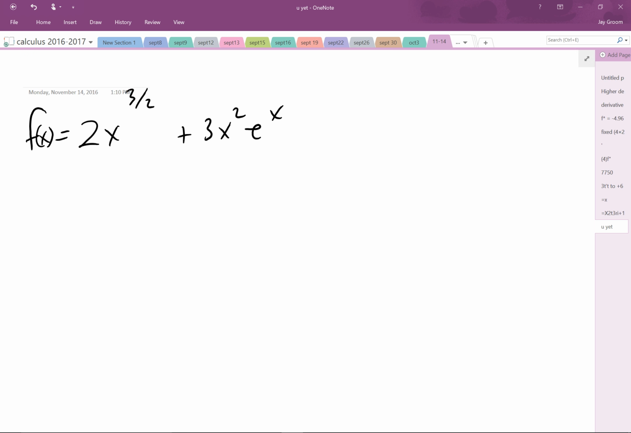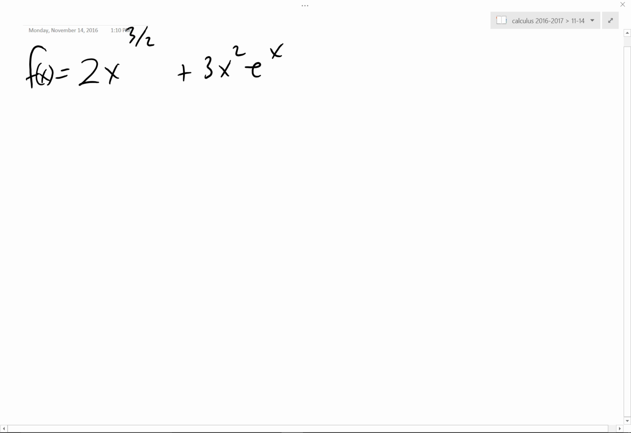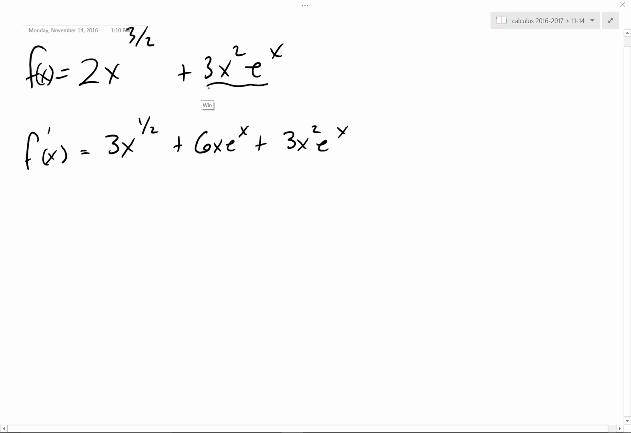So let's find out where it's increasing and decreasing first. And where is it concave up and where is it concave down? In other words, does it have a point of inflection? I don't know. So first things first. F prime of x would be what? 3x to the 1/2 plus 6x plus product rule. Derivative of the first times the second plus the first times the derivative of the second. Totally digging that. Awesome.